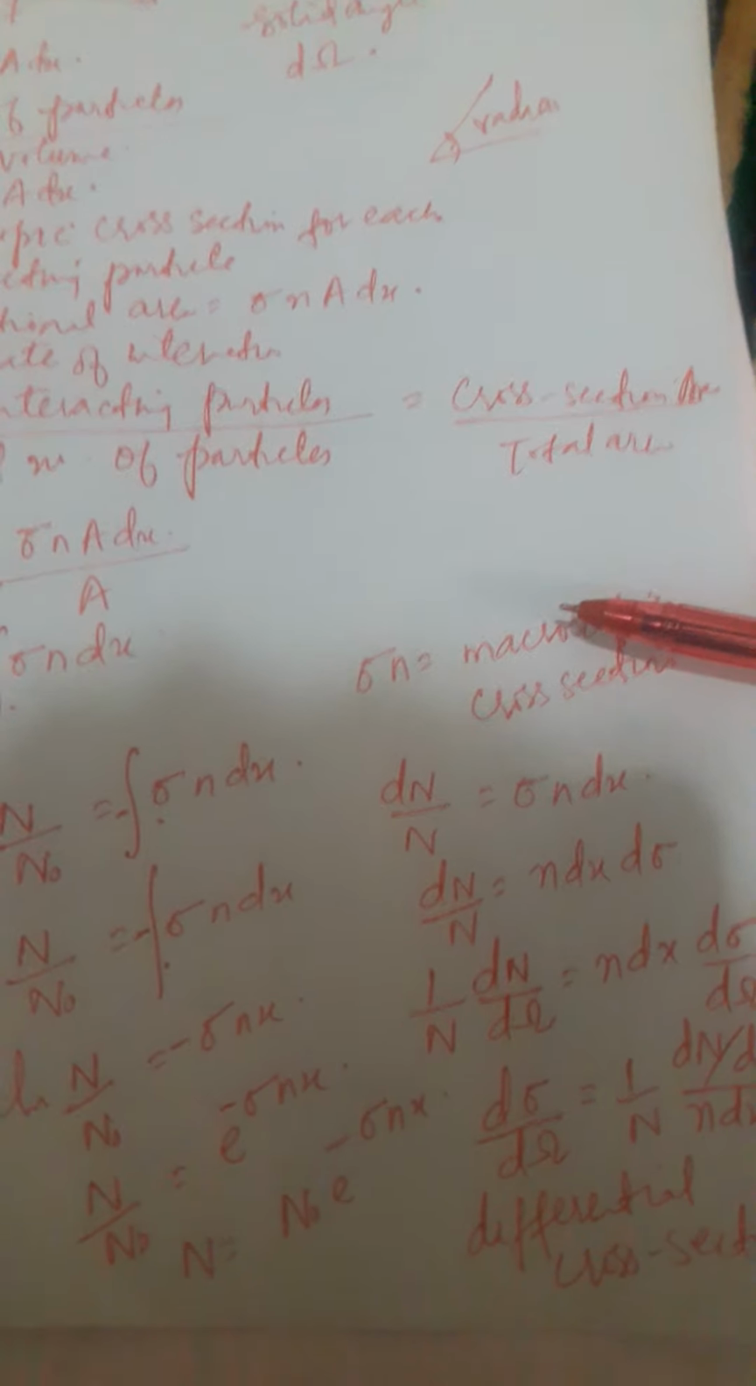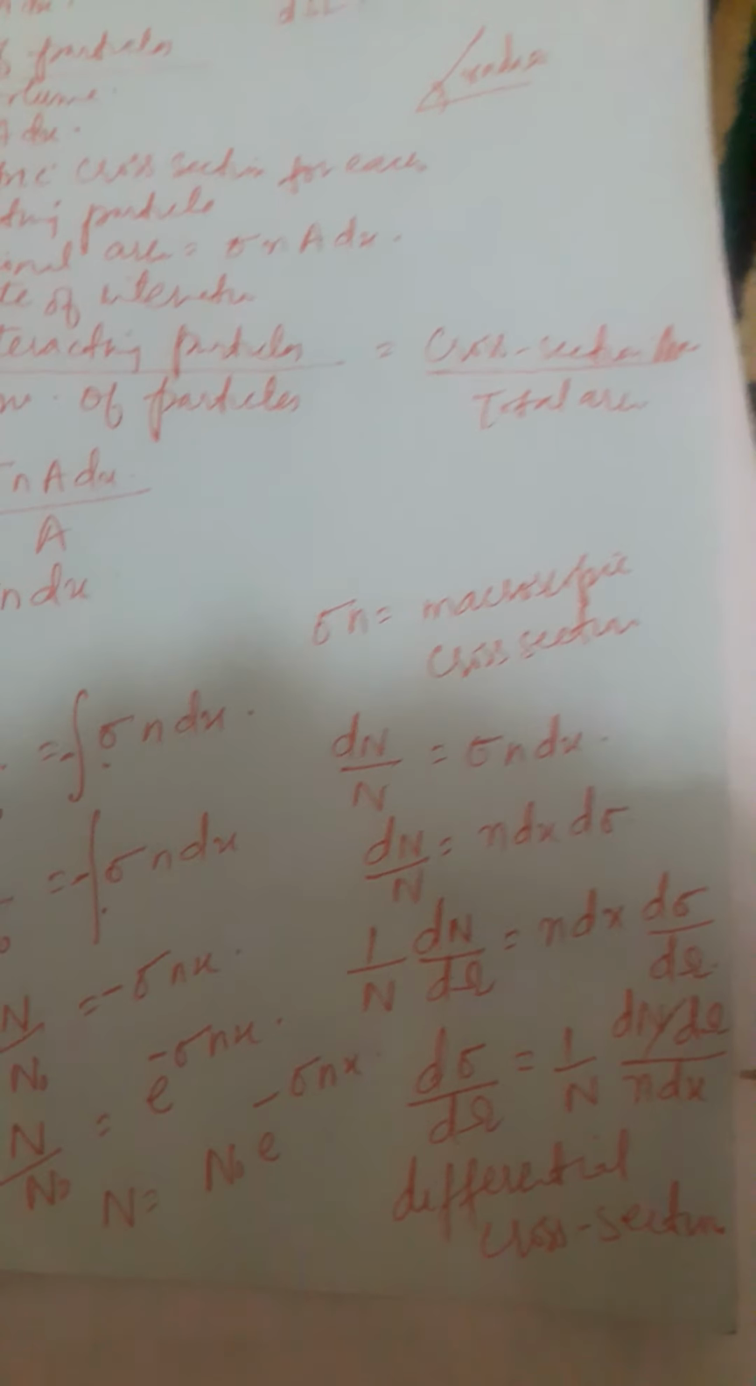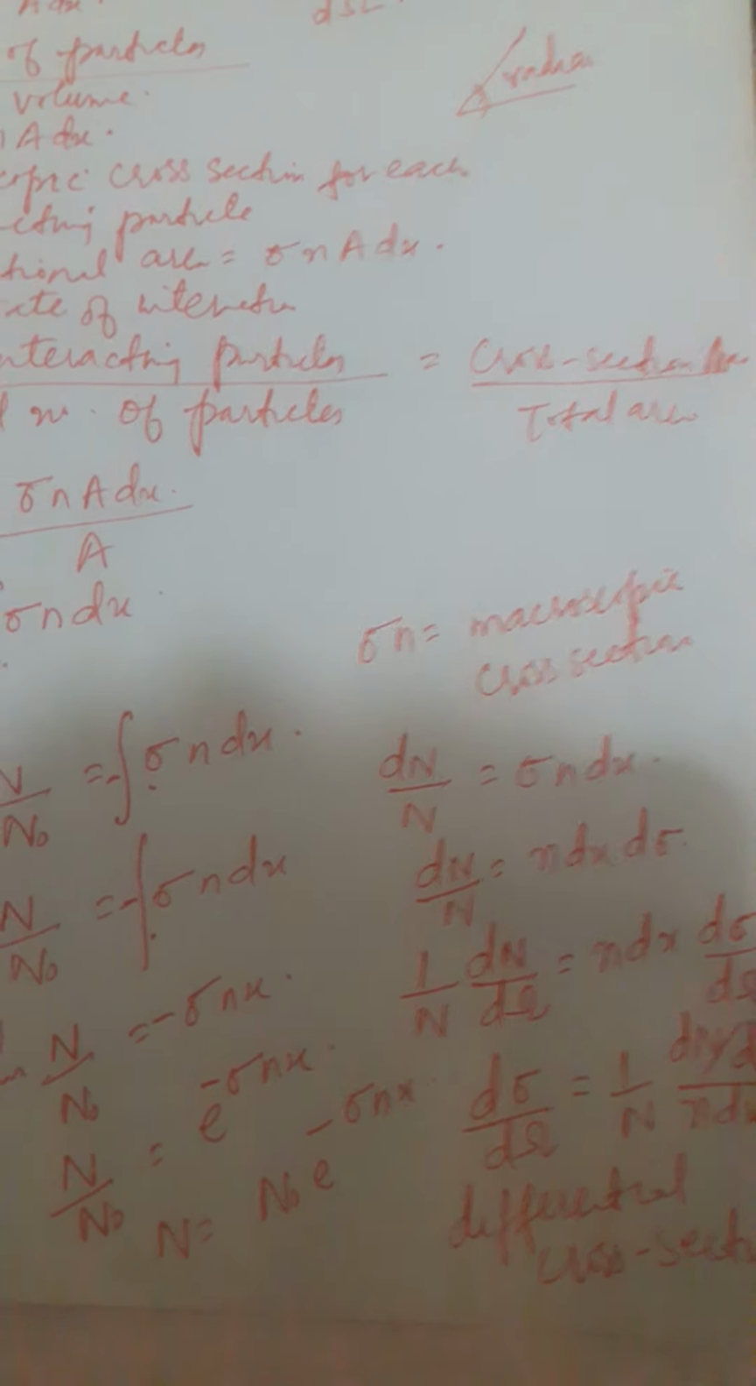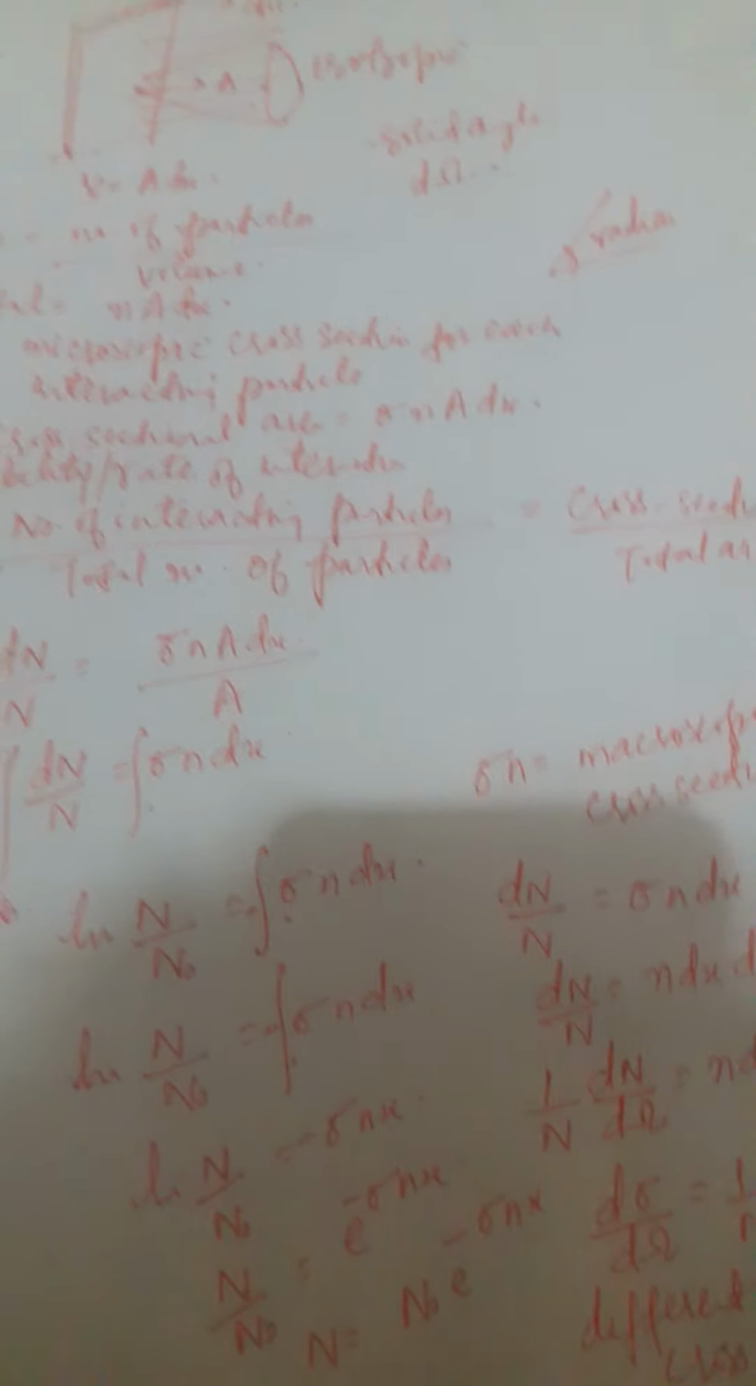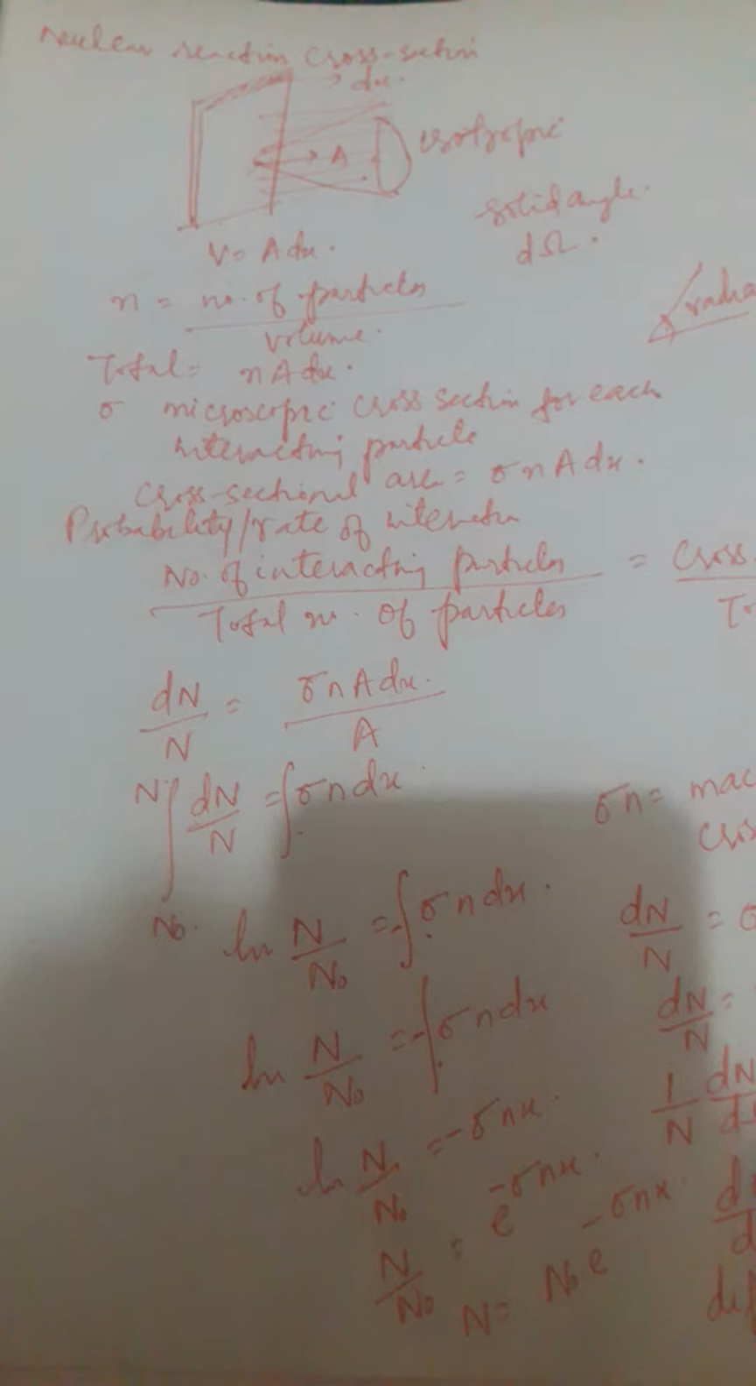So this is a slight modification of the expression in case the medium doesn't have an isotropic dependence. And this is the entire expression for nuclear reaction cross section.